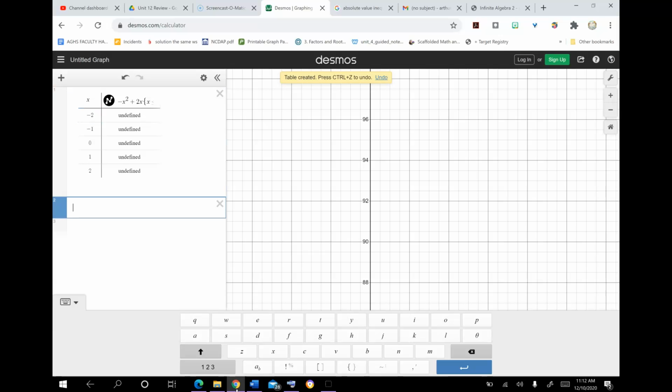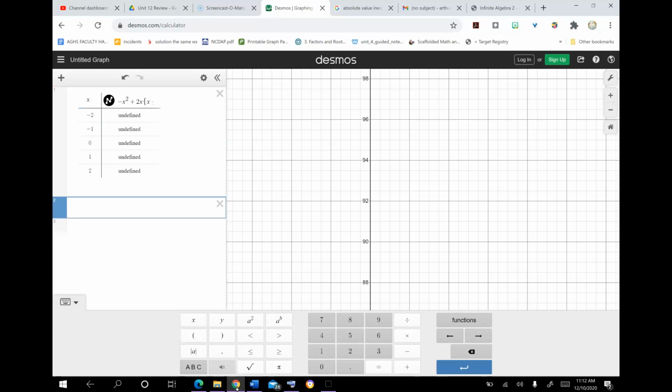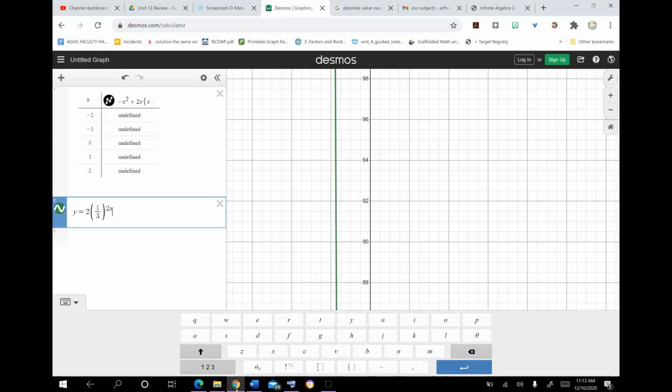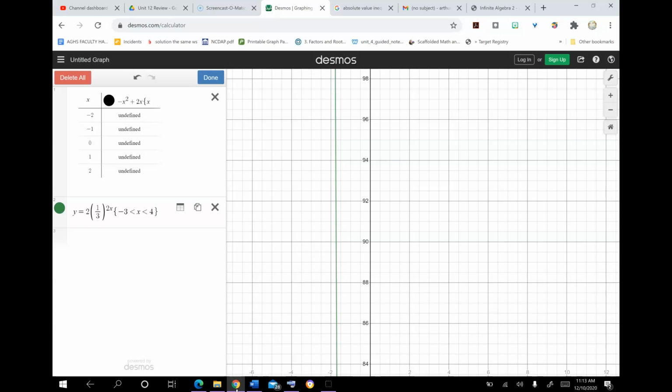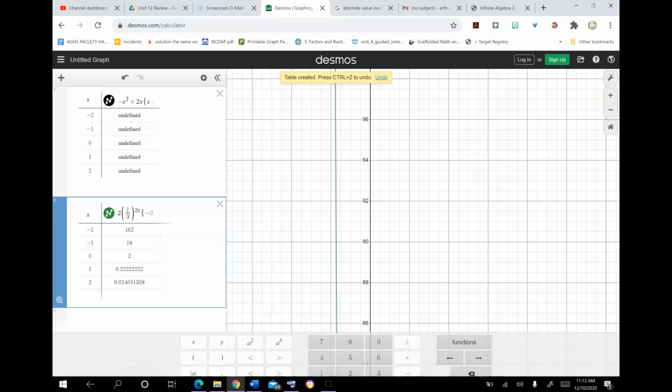Okay? Go to line 2. Let's type it in. So we're going to say y equals 2 parentheses 1/3. Whoops, 1/3. Close your parentheses, and it was raised to the 2x power. You need to put the inequality in the curly brackets, and it was -3 is less than x, which is less than 4. I want to convert it to a table. So I go up here to the settings, and I convert it to a table, okay?